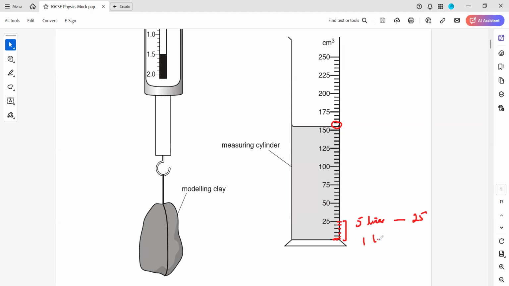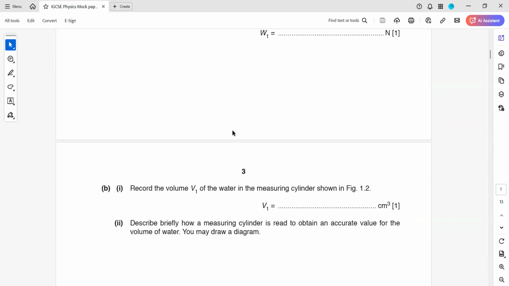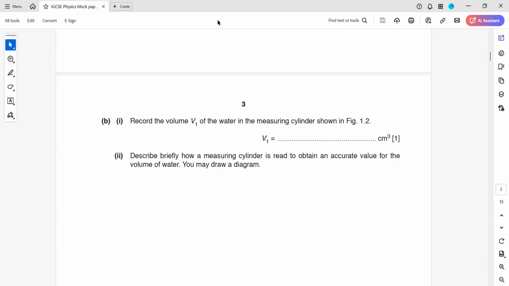So what one division is representing, it will be x. Cross multiply. So x will be equal to 25 divided by 5. So x is equal to 5, means each line is representing 5. So this is 150 and it's the first line after 150. So first line after 150 will be equal to 155. So the value we should write there for V1 is 155, and the unit is already given in cm³.